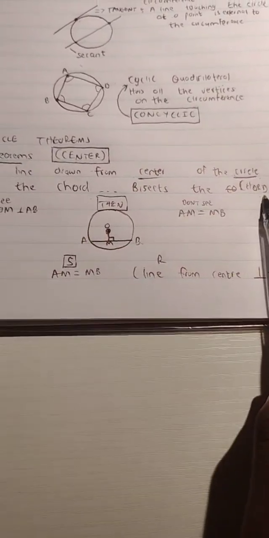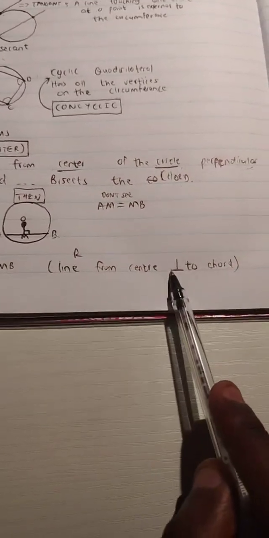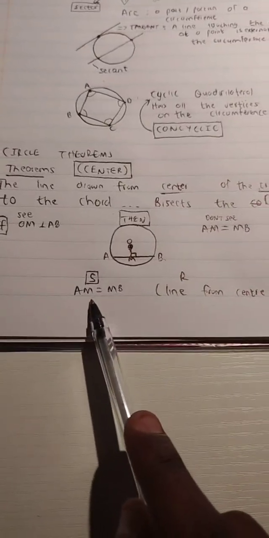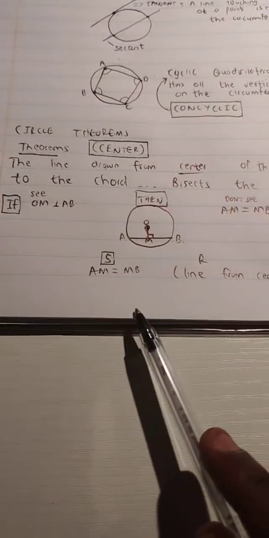That is the conclusion based on this reason. AM is equal to MB. Why? The line from the center perpendicular to the chord does exactly this.